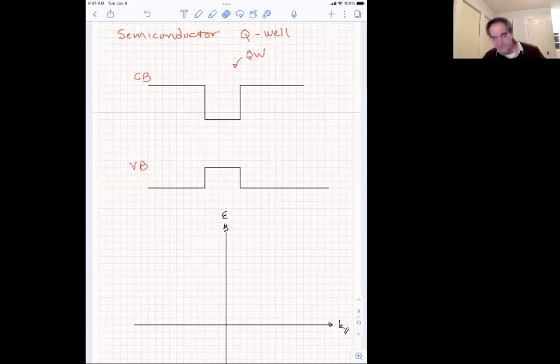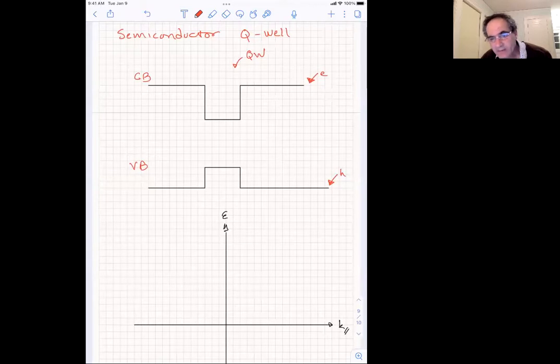Okay. According to what we've learned so far, we can find the energy levels of this system by first considering this one-dimensional potential. We have a one-dimensional potential for electrons here, and a one-dimensional potential for holes here. And each of these looks like a finite well potential in this simple case.